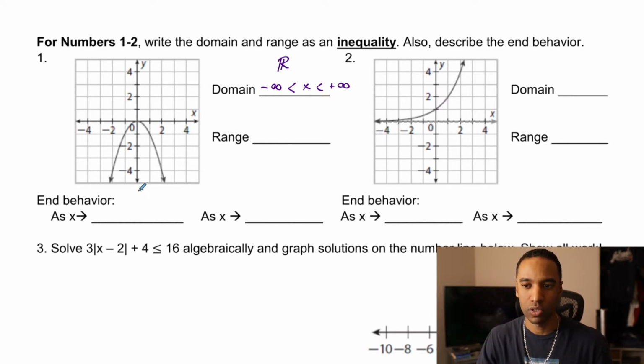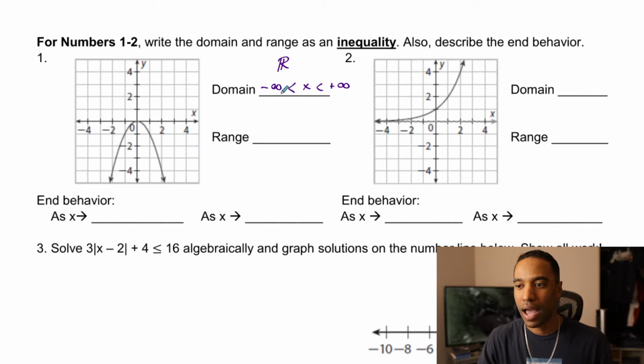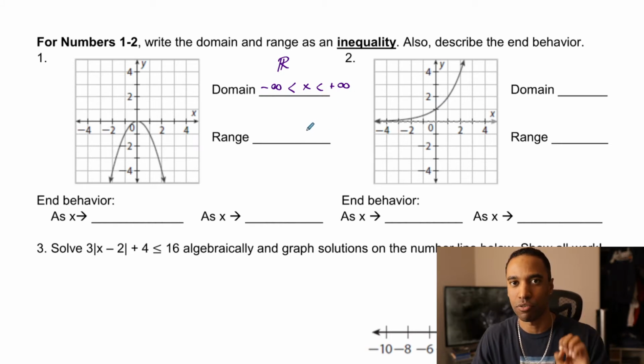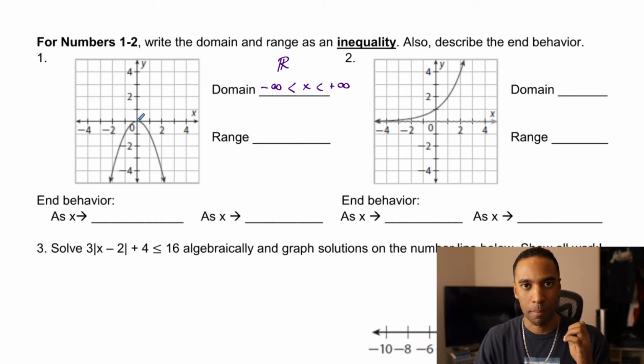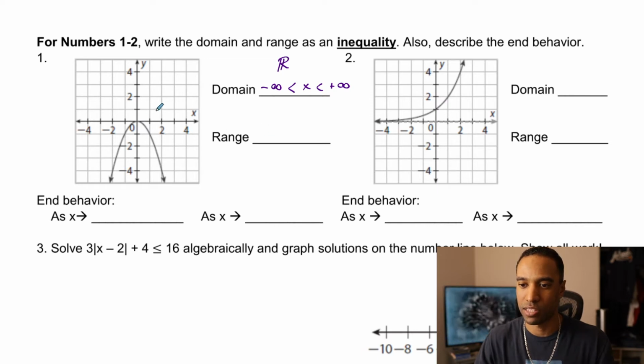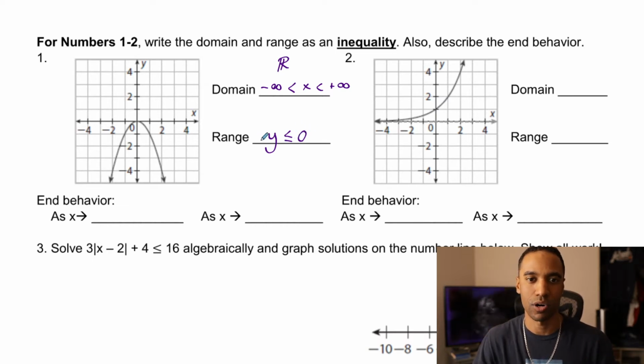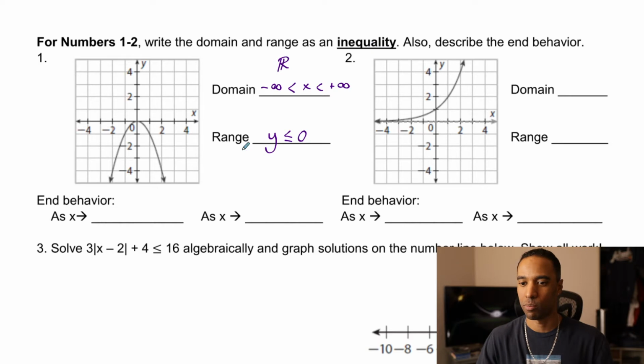The range, it looks like it goes as high as 0, and then it goes down forever. You don't have to put the negative and positive infinity if you do have a specific boundary endpoint here, and we do at 0. It goes as high as 0, and it includes 0. So we get to say y is less than or equal to 0. That is as an inequality. There's my domain and range.